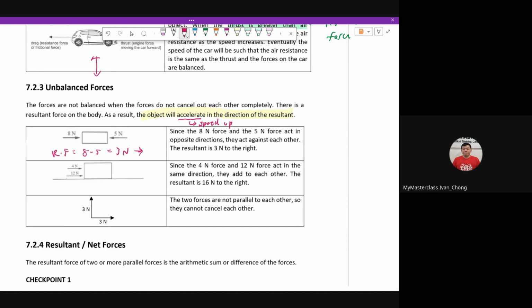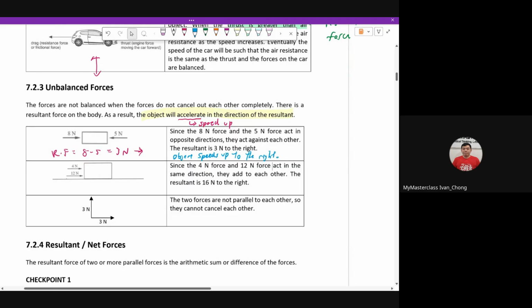Okay, so what happens is that this object will actually speed up to the right. Okay, so you can write down here, so your object speeds up to the right.